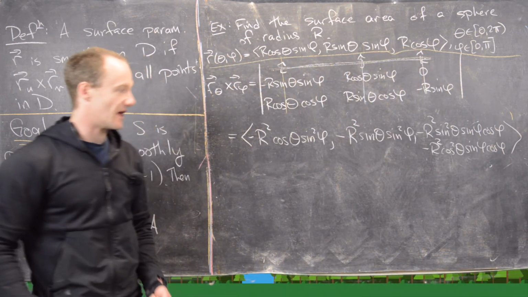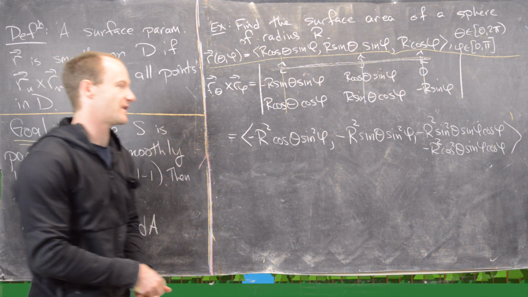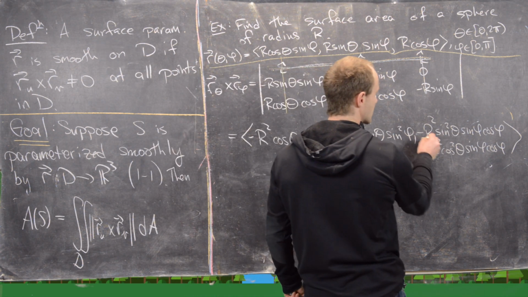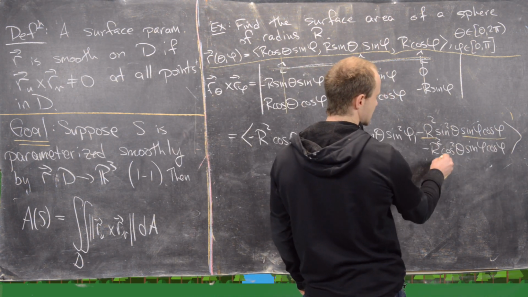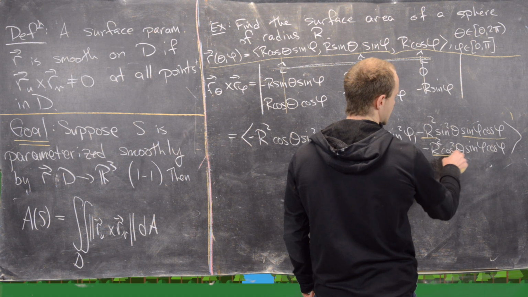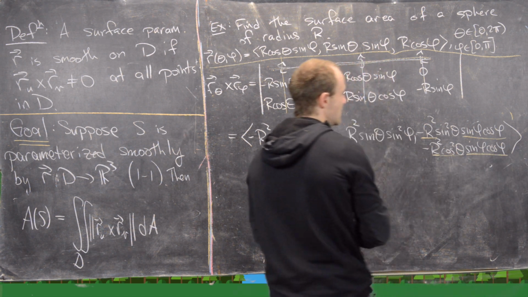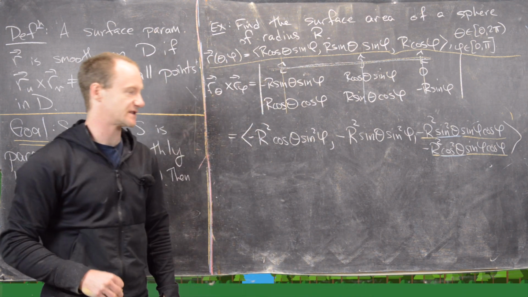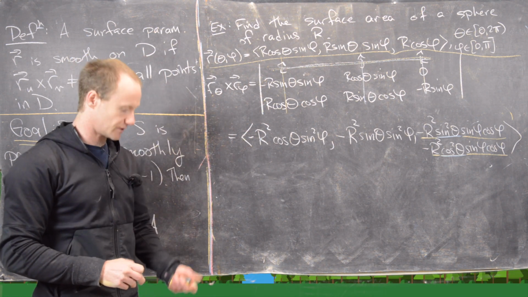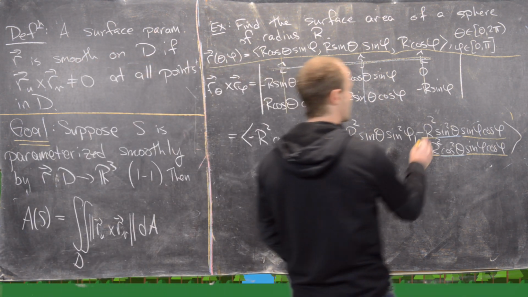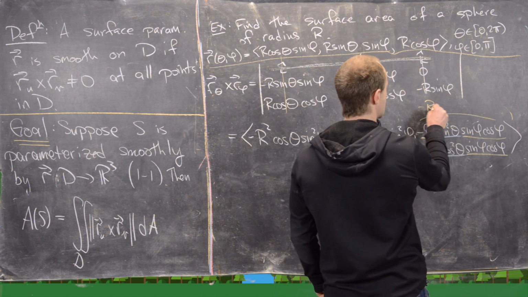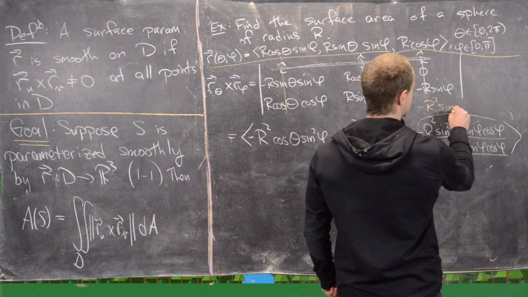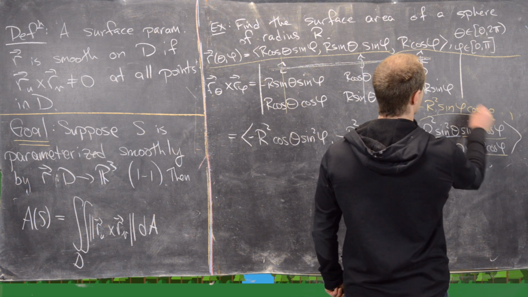Notice that whole second thing simplifies, because we have r squared sine phi cosine phi and r squared sine phi cosine phi, but the first one is multiplied by sine squared theta and the second one by cosine squared theta, and sine squared plus cosine squared is 1. So that makes this whole thing a negative r squared sine phi cosine phi. Great.